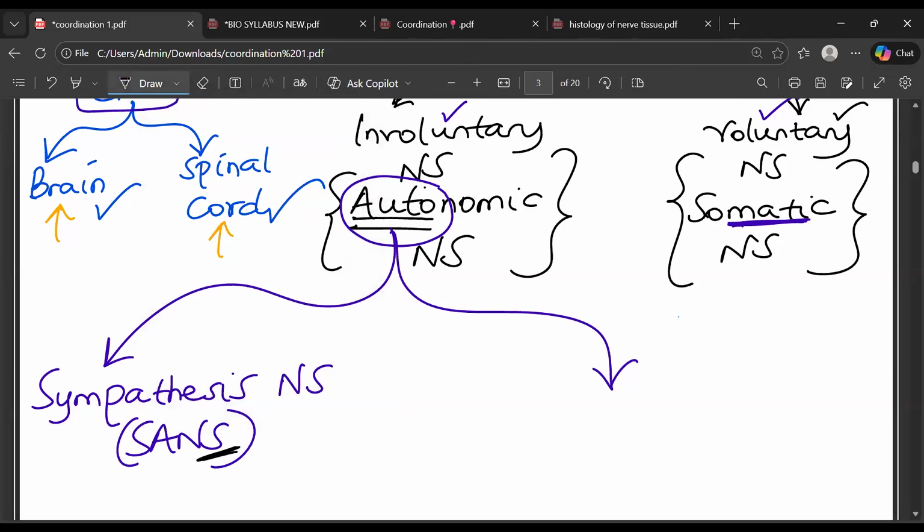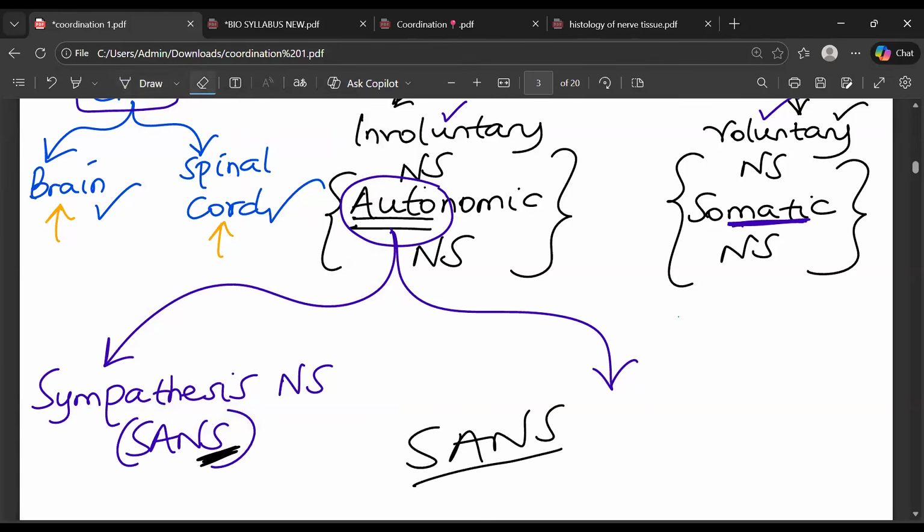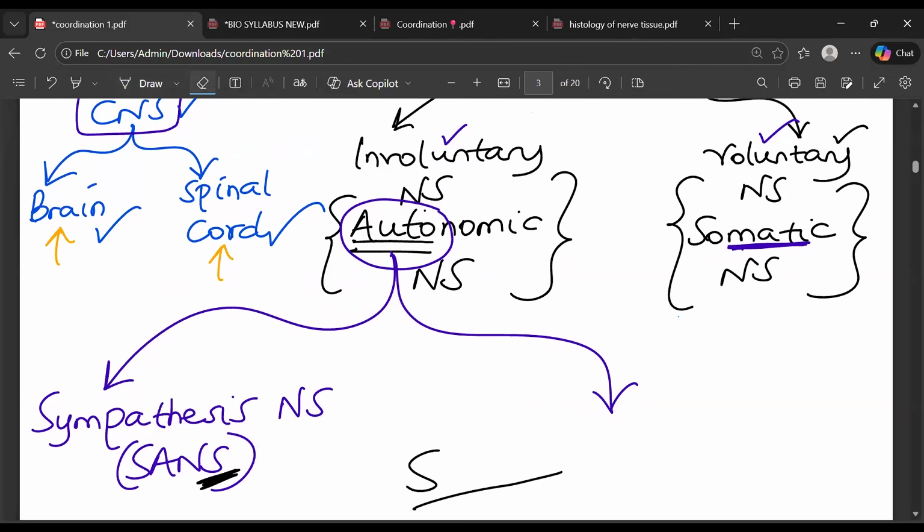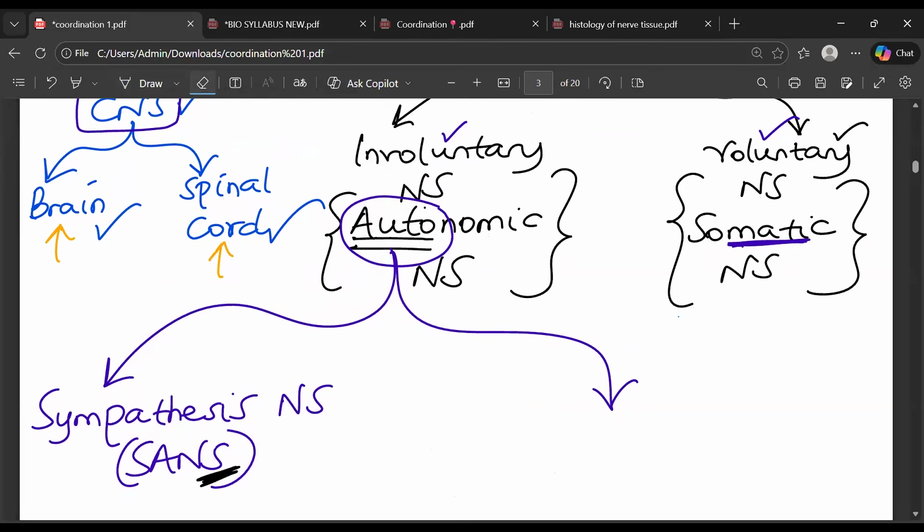One time I asked a student, what is the SANS? Then the student told me, sino-atrial node, what. So the SANS, it is what? It is the sympathetic autonomic nervous system.